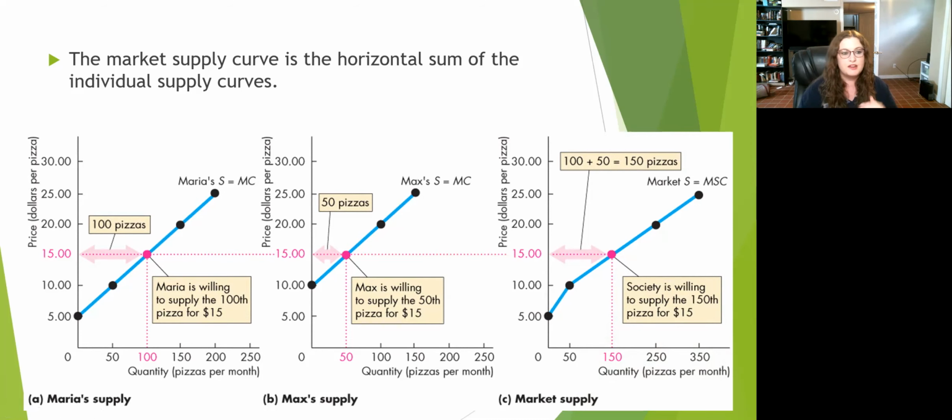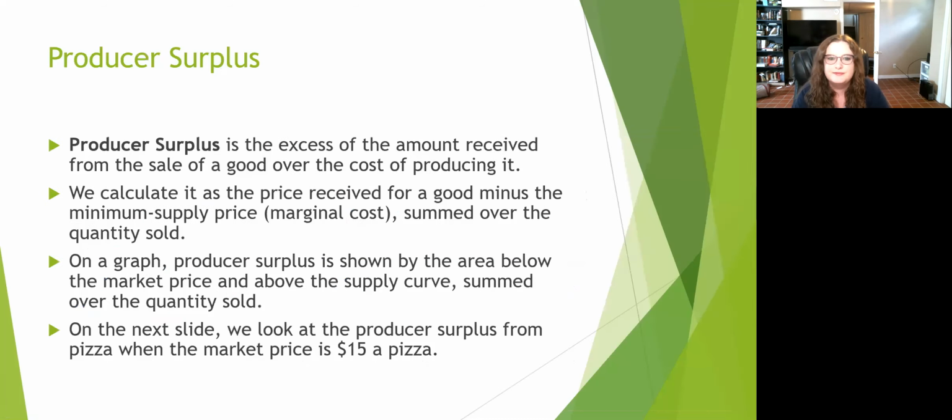So for each one of these price points, we go to the price, for example, $15, and then we start to go across. So we'll go across for the 100 pizzas for Maria, and then continue to go across 50 more for Max. This horizontal summation is how we get from these individual supply curves to our market supply curve.